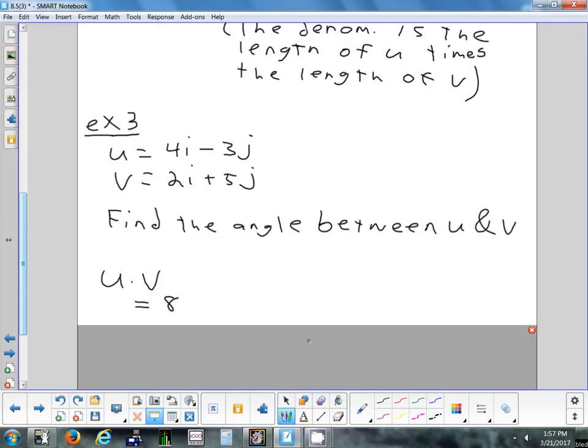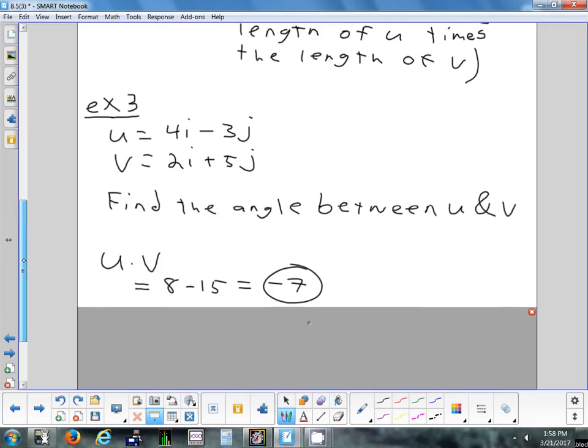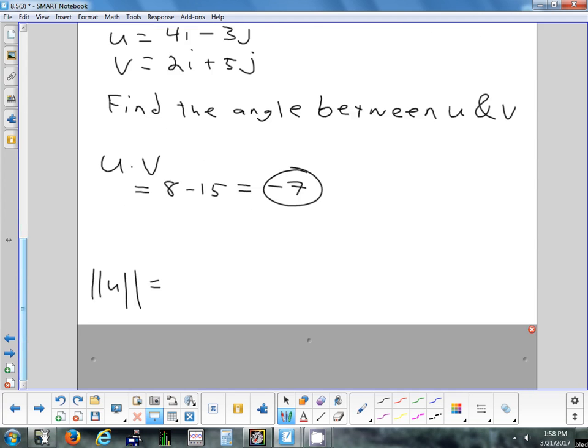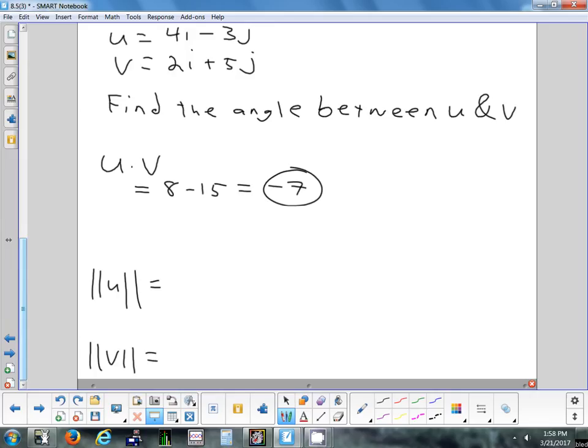And other John, what's going to be the next two things I multiply? 3 times 5. Careful. Negative 3 times 5. Negative 3 times 5, which is how much? Negative 15. Okay, so our dot product is negative 7. That's the first thing we need. Any questions on the dot product? Now I need the length of each vector, the length of u and the length of v.